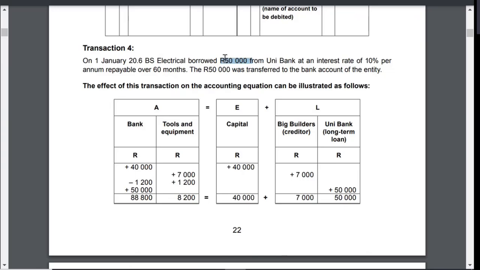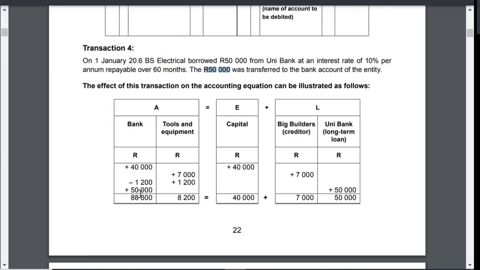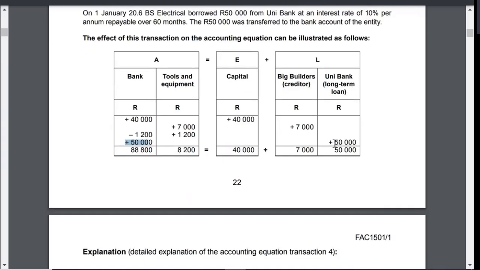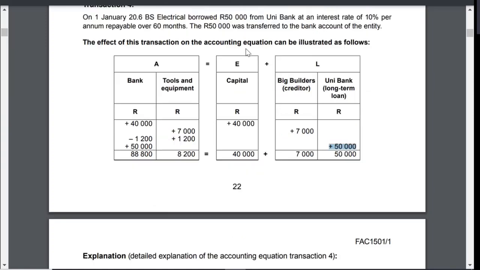So liability, because we borrowed money, we're increasing our liabilities. Liability will increase by 50,000 and the bank account will increase by 50,000. How will this affect our accounting equation? Bank account plus, money came into a bank account, and then liability, long-term loan, has increased by 50,000. Are you with me? Yes. So we incurred a liability and also an asset at the same time.